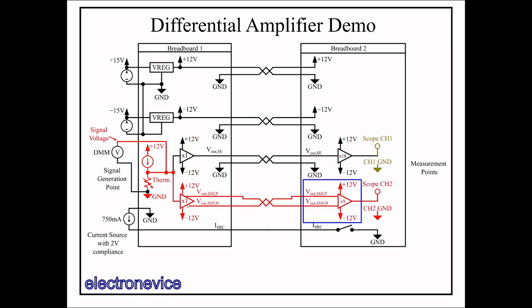In parallel with the single-ended path, we have the differential path. Here our signal is converted to a differential signal before being transferred to breadboard 2 using a differential pair. Once on breadboard 2, the differential signal is converted to a single-ended signal using the differential op-amp circuit we discussed in the previous video, which is shown in the blue box. The differential signal undergoes an amplification by 9 before being output to oscilloscope channel 2.